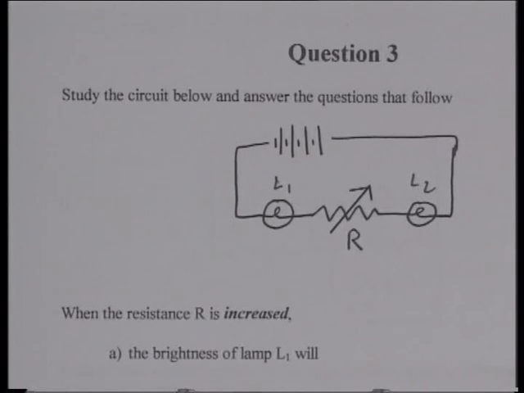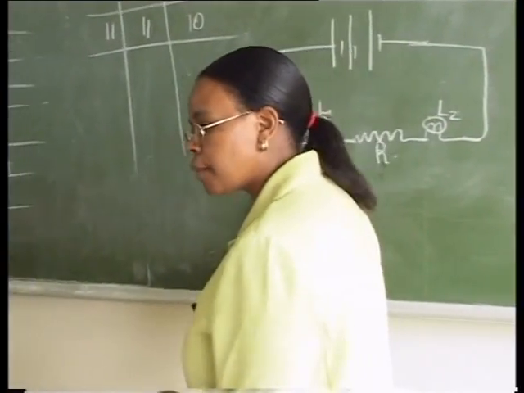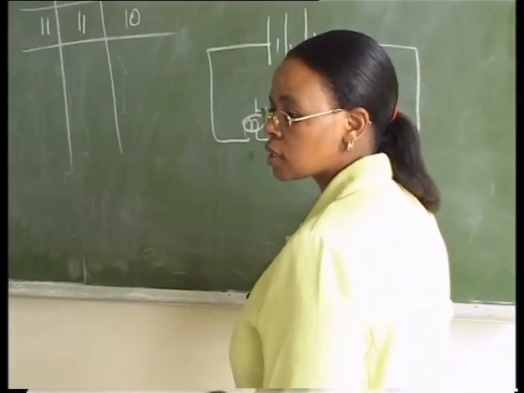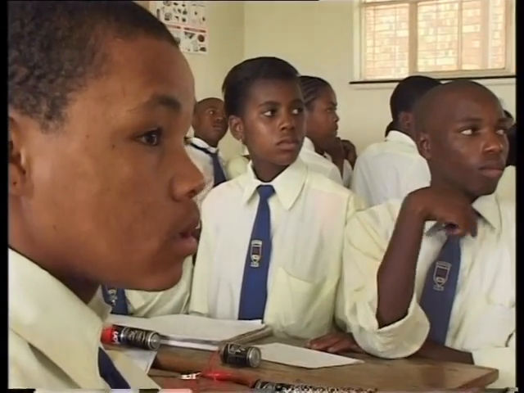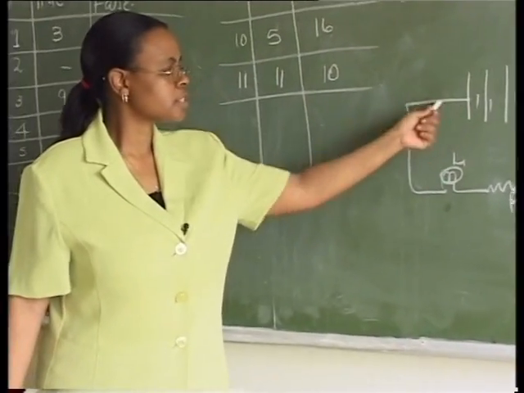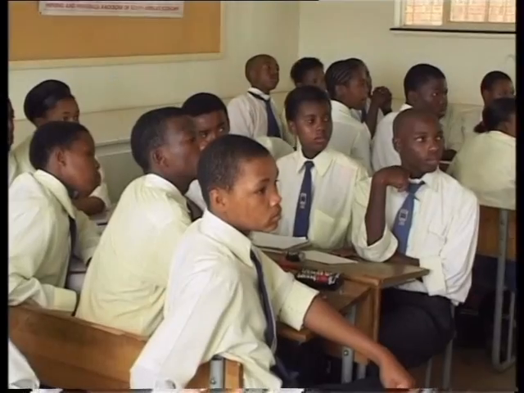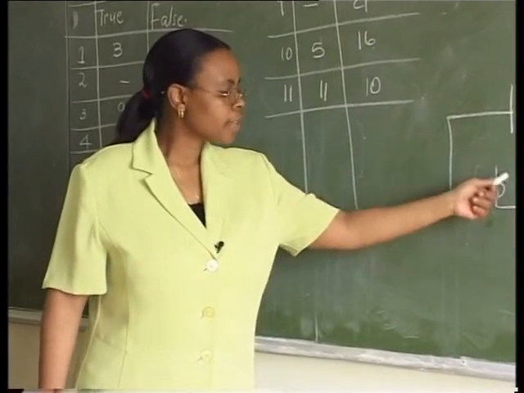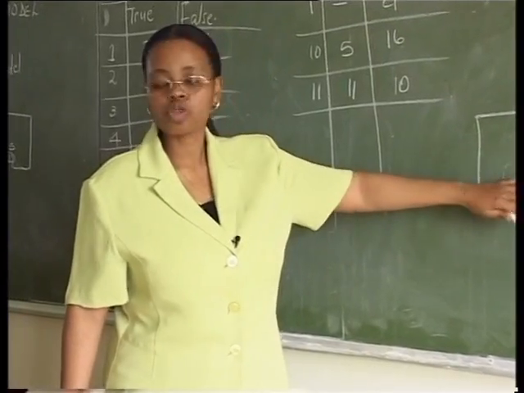Some of you said if the resistance of R is increased, L1 will remain the same and L2 will decrease. They think that because L1 is connected to the positive terminal of the cell, it receives current first. And then when the current goes to R, all the current has passed here, so this one will not be affected, which is not the case.